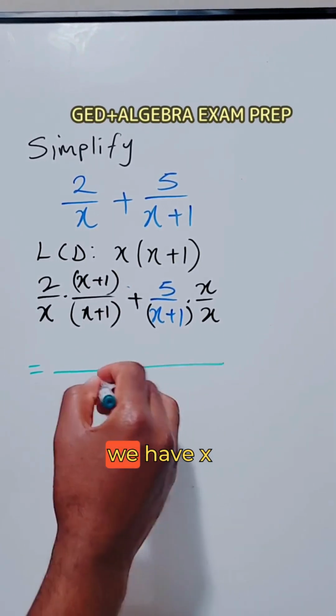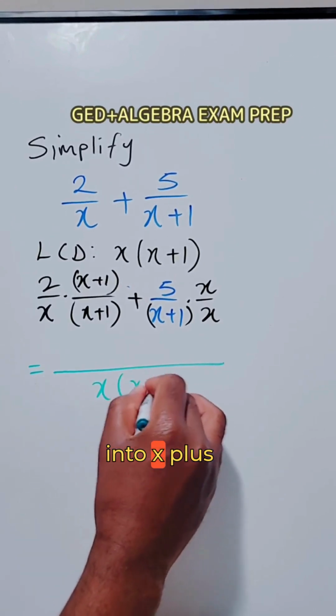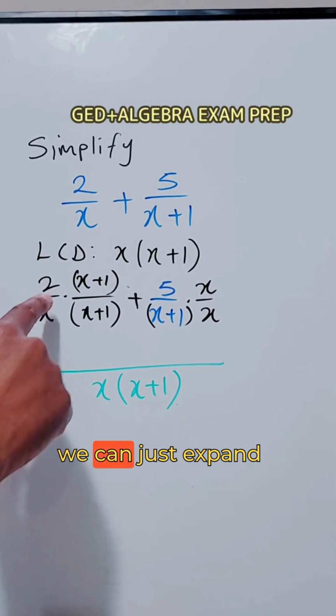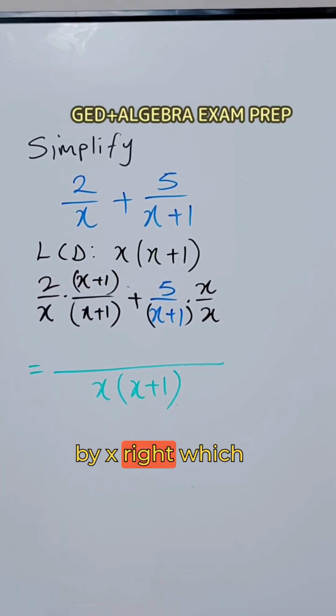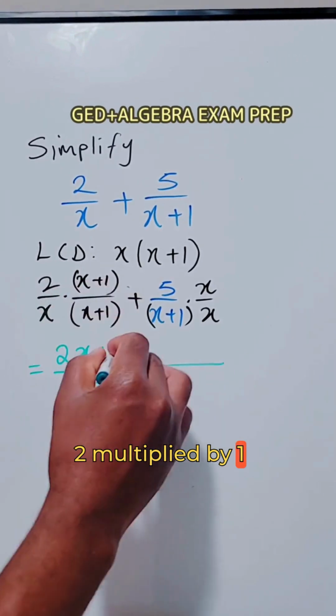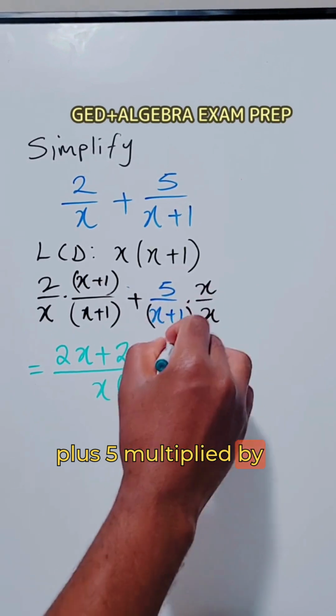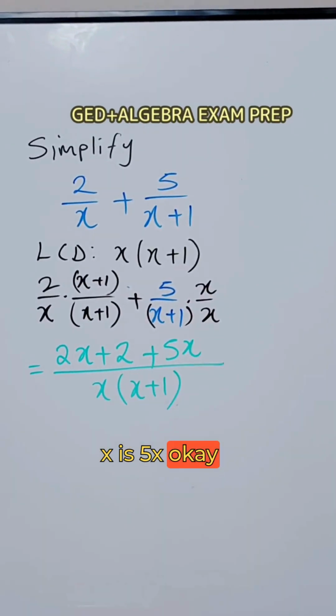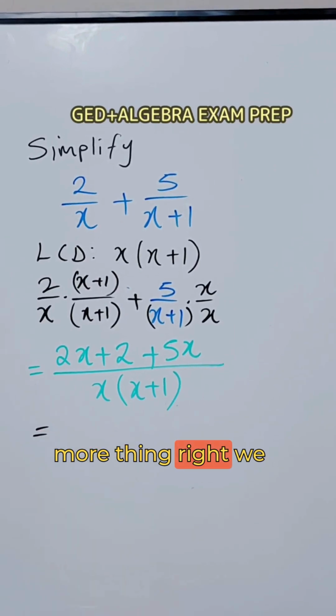So in the denominator, we have x times x plus 1. Then here we can just expand 2 multiplied by x, right? Which is just 2x. Then plus 2 multiplied by 1, that is 2. Then plus 5 multiplied by x is 5x. Okay? So slow and steady.